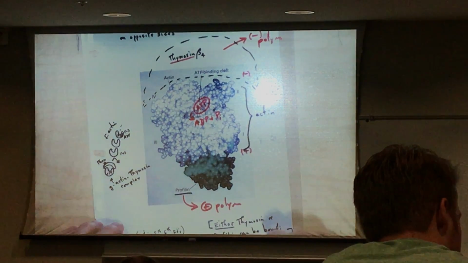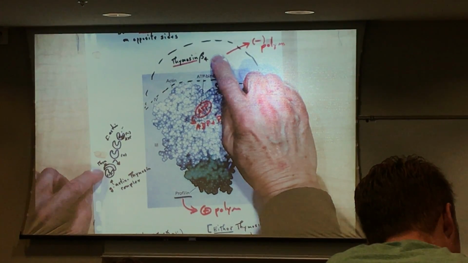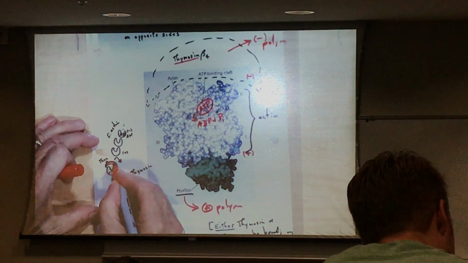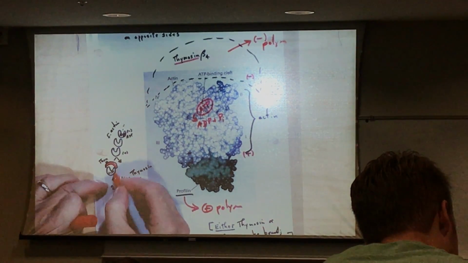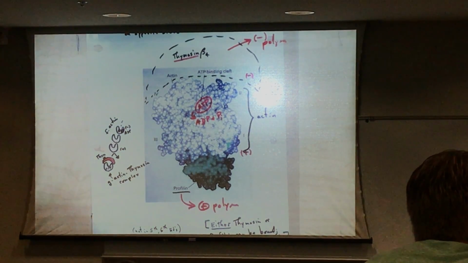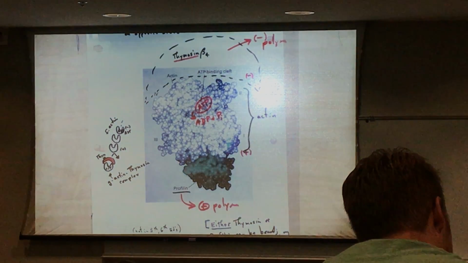All you need to do is remember that thymosin, this little guy right here, T-H-Y-M, thymosin. Here's thymosin. Thymosin is covering up the actin monomer and preventing it from attaching to a non-filament. Now, inside the cell, we now know that the way thymosin promotes polymerization is by interacting with partner proteins inside the cells.